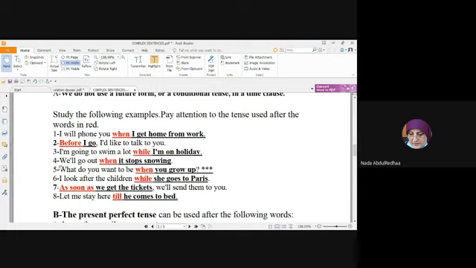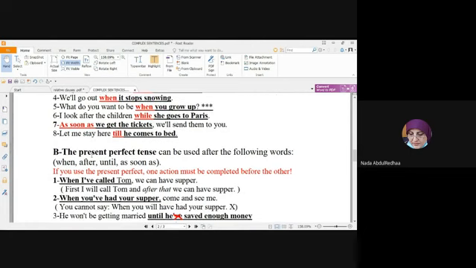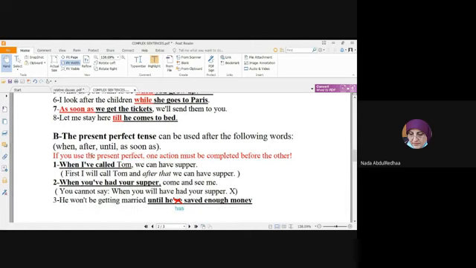And you have the other examples. They are all the same. If you have a question, you can ask me, and I am going to answer you helpfully. The second note is that the present perfect tense can be used after the following words: when, after, until, as soon as. And I gave you examples.